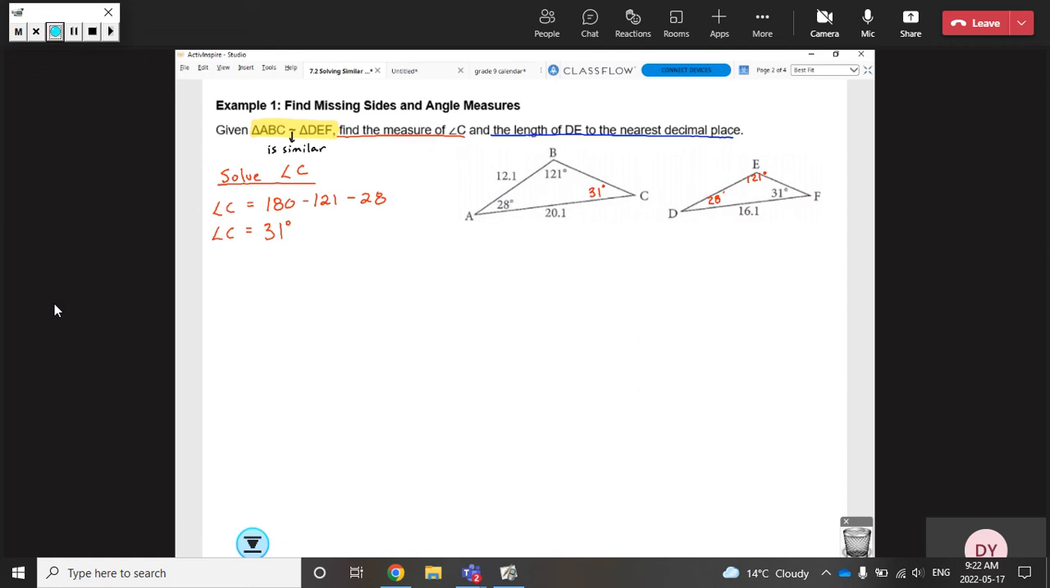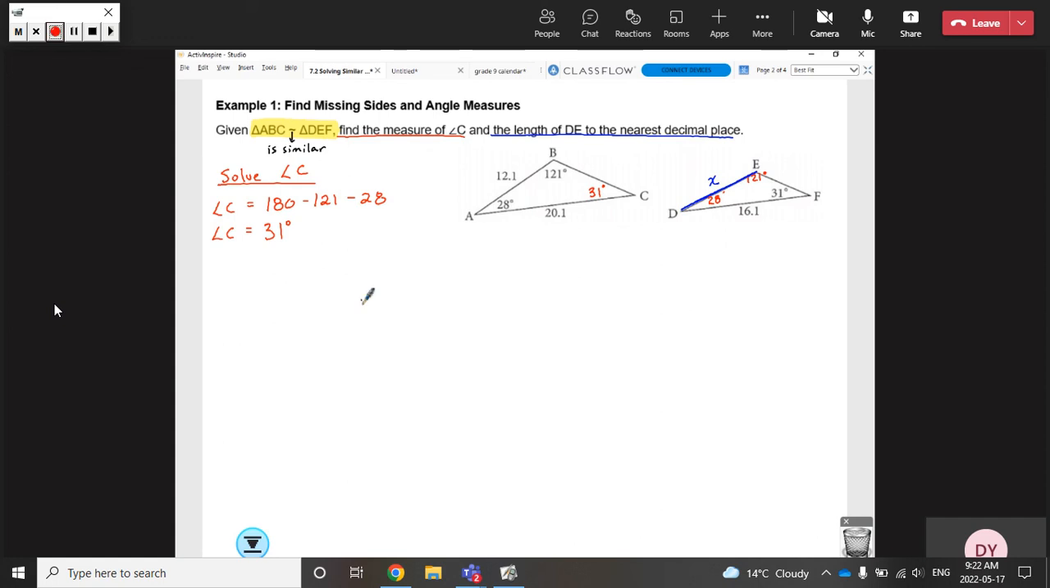Okay, next bit here. It wants us to solve for the length of DE. So DE, that's right here. It wants us to solve for DE to the nearest decimal place. Now what you can do is, well, you could put a little X here. I like to do that. It just reminds me, oh yeah, that's the one I'm solving for.